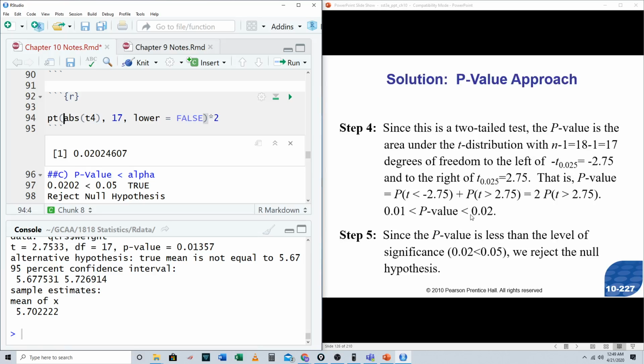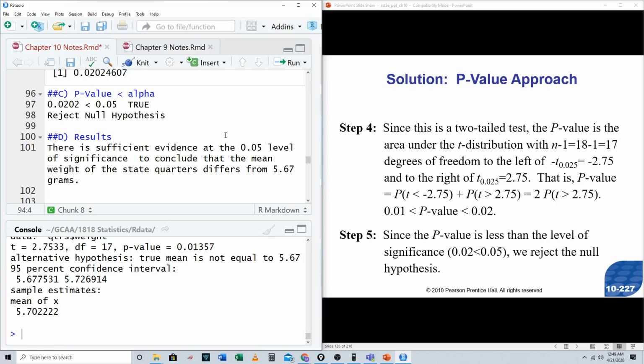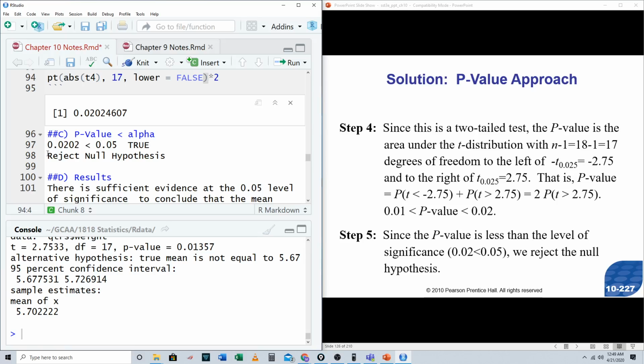Probability was 0.02. Okay, so they round a little more than we did. All right. So since that is less than the 0.05, it is true, and therefore we reject the null hypothesis. And there is sufficient evidence at the 0.05 level to conclude the mean weight of the state quarters differs from 5.67 grams. So we got true here because this probability was less than 0.05.